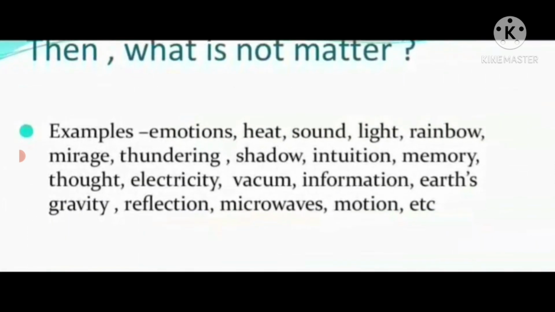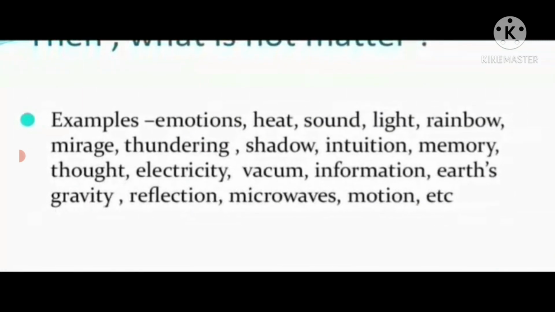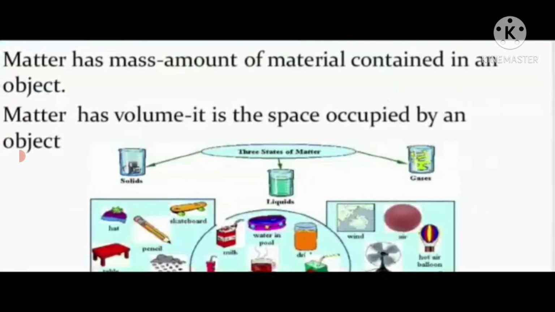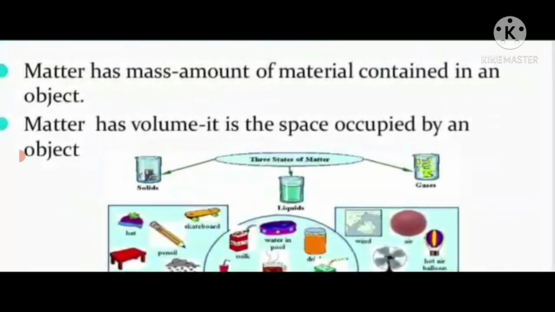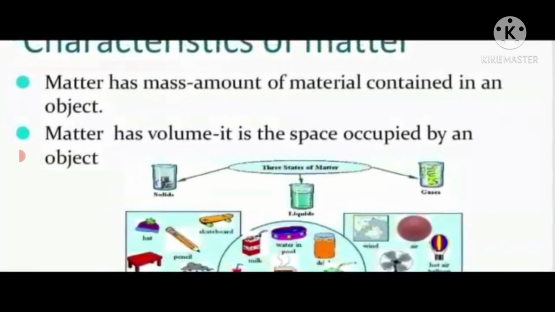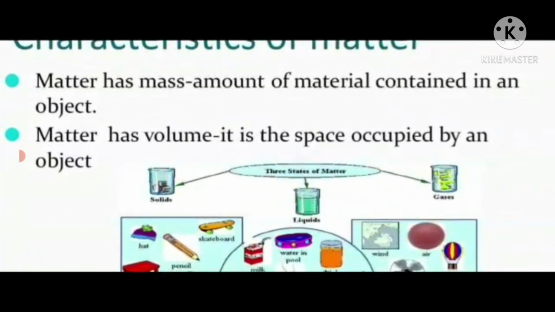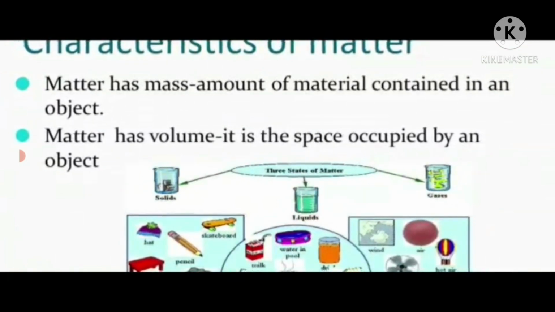Then what is not matter? Shadow, memory, rainbow, sound, heat, light, all this is not matter. What are the characteristics of matter? Matter has mass and has volume. The amount of material contained in an object is its mass. The space occupied by the object is its volume. It may be solid, liquid or gas.